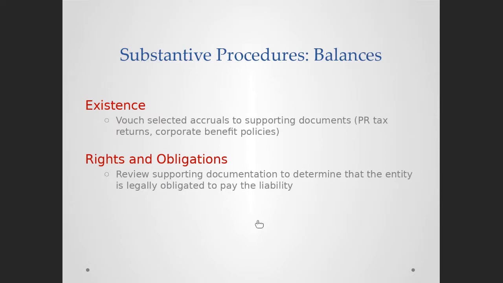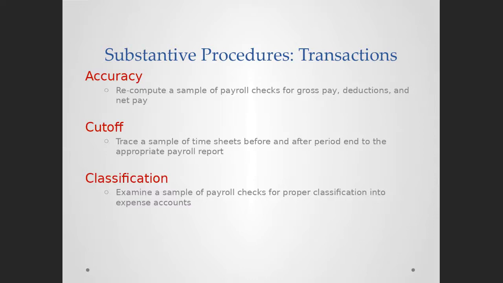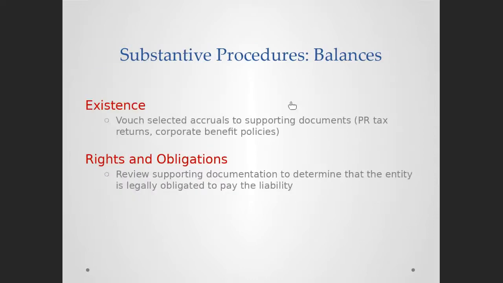Next, the first two sets of management assertions we looked at were related to the transactions. Then we go to the balances. Existence is the first assertion we check. Vouch selected accruals to supporting documents, payroll tax returns, and corporate benefit policies. So here now we want to look at the documents that support the numbers on the financial statements.